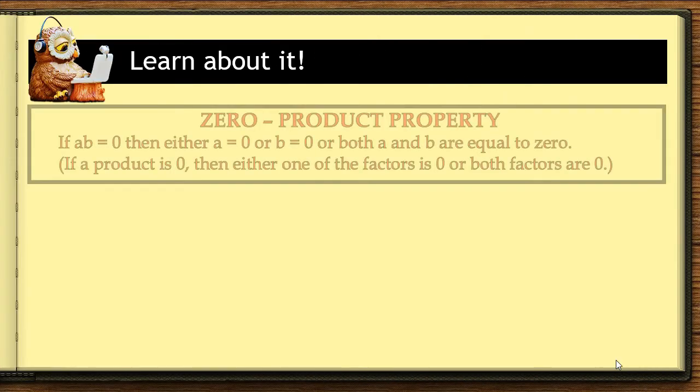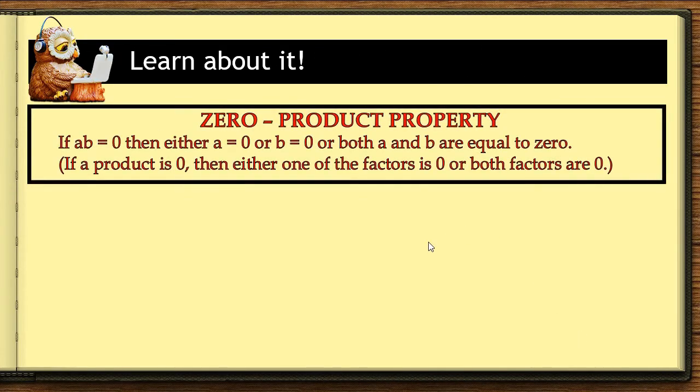Now, what do we mean by the zero product property? If the product of a and b is equal to 0, then either a is equal to 0 or b is equal to 0, or both a and b are equal to 0. In short, if a product is 0, then either one of the factors is 0 or both factors are 0. So let us have these examples.